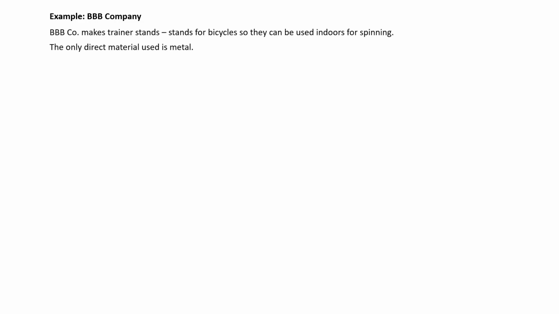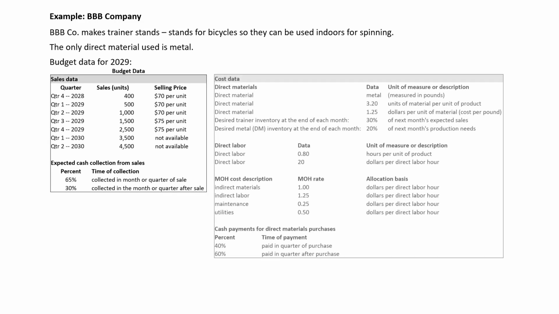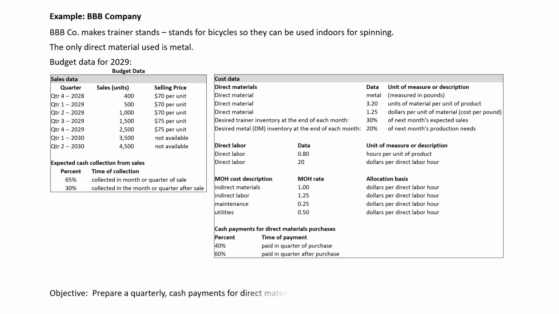This ACLET is a continuation of Static Budgets Part 6. By the end of this ACLET, you should be able to prepare a cash payments schedule. We'll continue to use BBB Company as our example. In addition to the original information we were given, we now also have the direct materials budget to work from. Our objective is to prepare a quarterly cash payment schedule for direct materials for BBB for the year 2029.